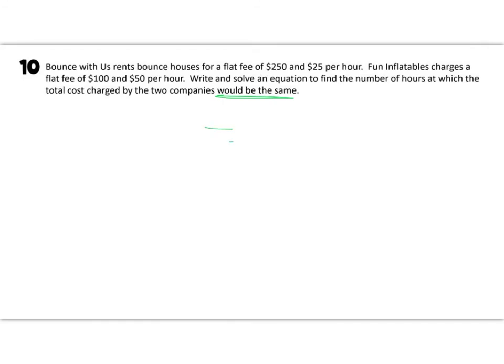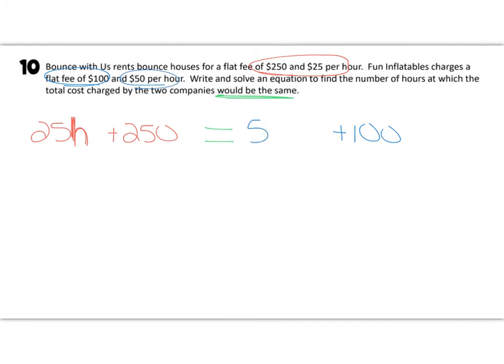So if they're the same, they're going to be equal. Okay, so we're going to look at Bounce With Us, and Bounce With Us is $250 and $25 per hour. That means our initial value is $250 and our rate of change is $25 per hour. So 25H plus 250. Then the other one, Fun Inflatables, is a flat fee of $100. That means our initial value is $100 and $50 per hour. That's our rate of change, so 50H. So we want to know how many hours it is going to be for these to be the same.